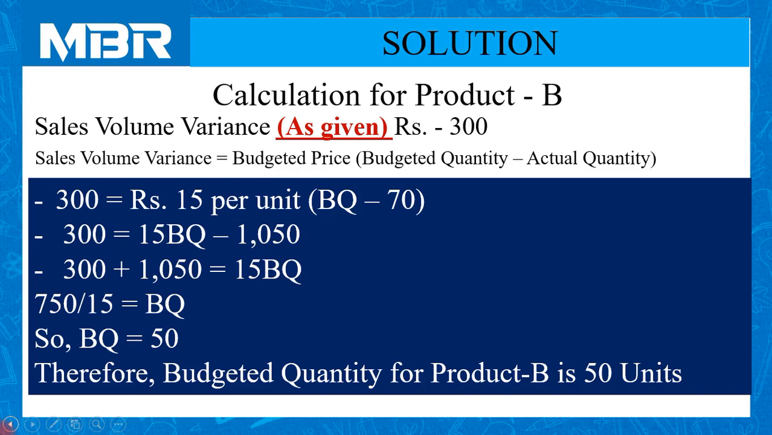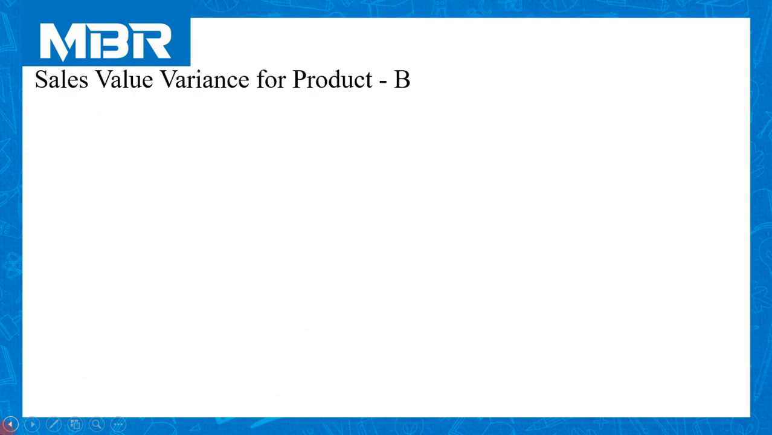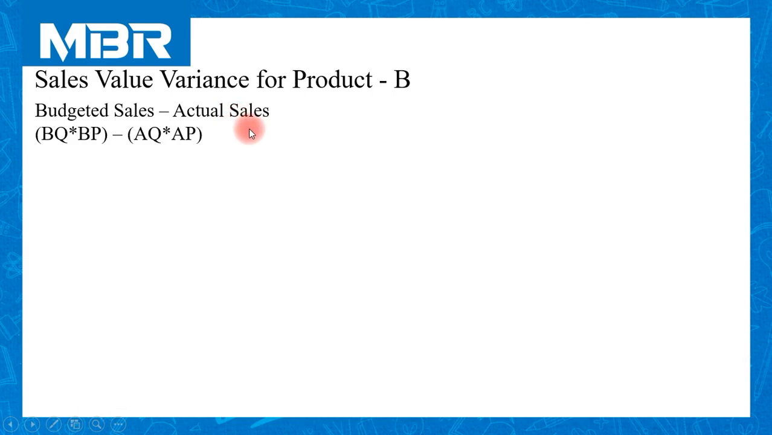Now for product B, all four items are available to us. Budgeted quantity that we have completed in our calculation, budgeted price given in the question, actual quantity also given in the question, and actual price also available in our question. With the help of all these four pieces of information, it is very easy for us to calculate the remaining two variances for product B. Let us calculate sales value variance for product B. Formula: budgeted sales minus actual sales. BQ into BP minus AQ into AP.